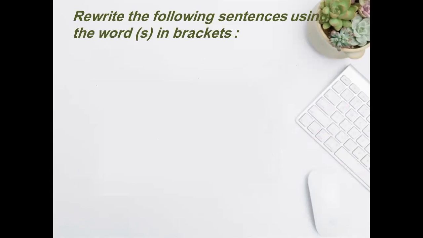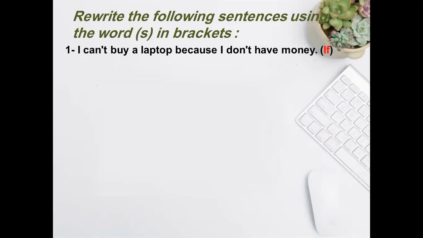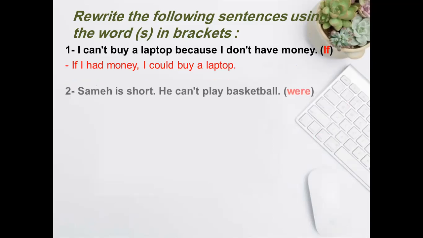Okay? Now rewrite number 1. I can't buy a laptop because I don't have money. Use if. If I had money, I would buy a laptop. Super excellent. If I had money, I could, instead of can I make it could, not would. Okay.